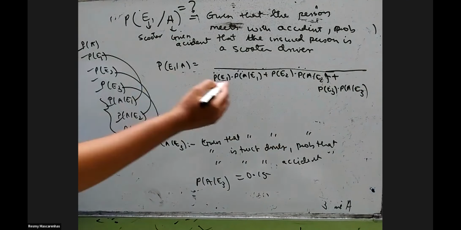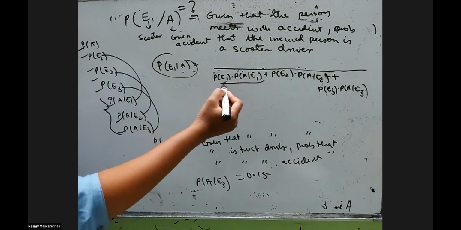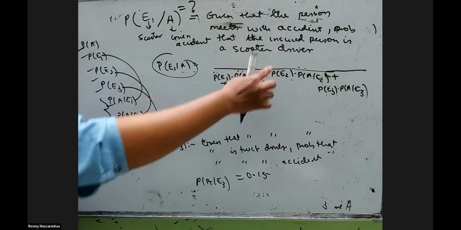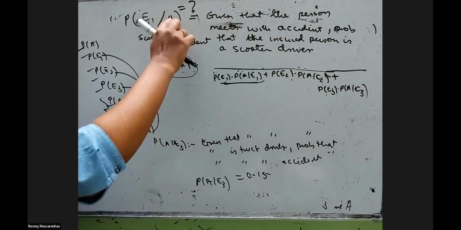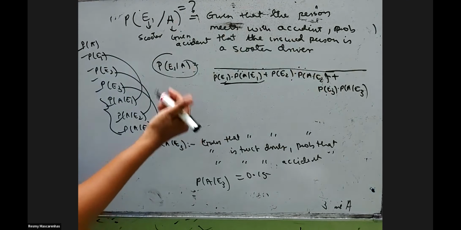Now this could have been there, this or this. So this is E1, so this term. If it was E2 here, if they had asked about a car, then this would have come on top. If they had asked about the truck, then this would have been E3 and this would have been on top.